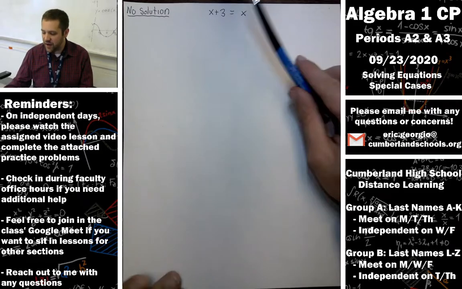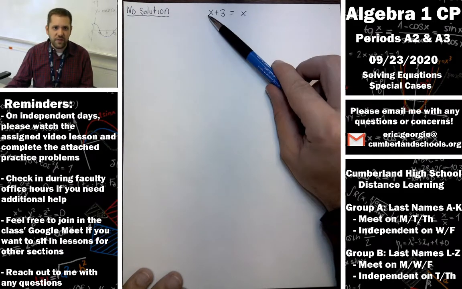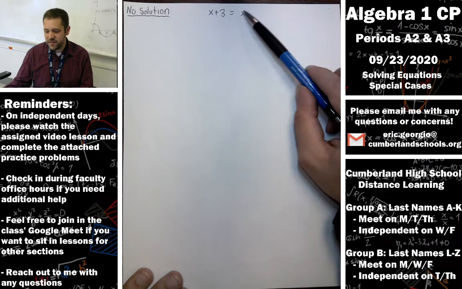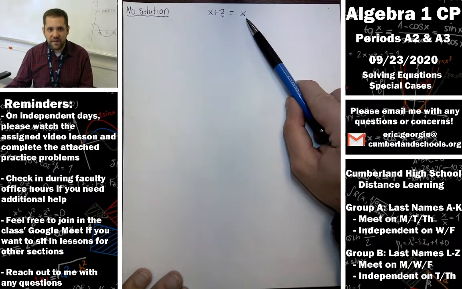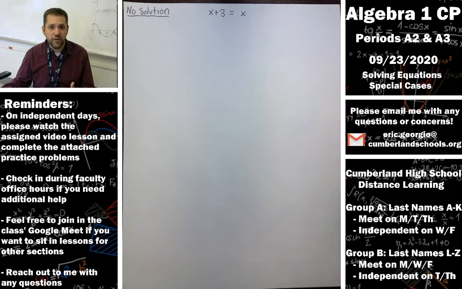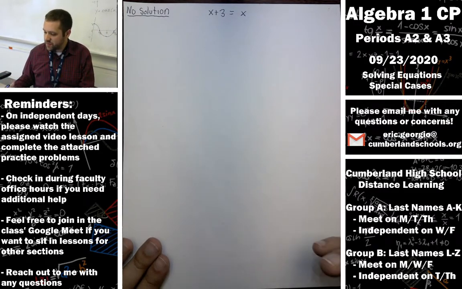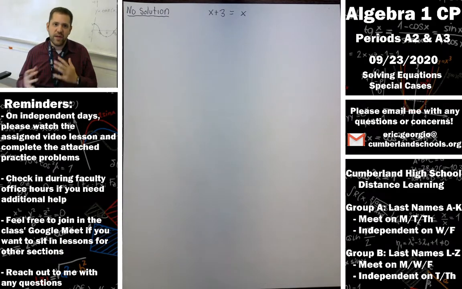If you start to think about it, what if x was 5? Well, 5 plus 3 is 8. 8 does not equal 5. Right? If you take a number and add 3, there's no way you can have an answer that's equal to the number you started with. That just doesn't make any sense. So when you start to look at a problem like that, it becomes very clear that there is no solution.